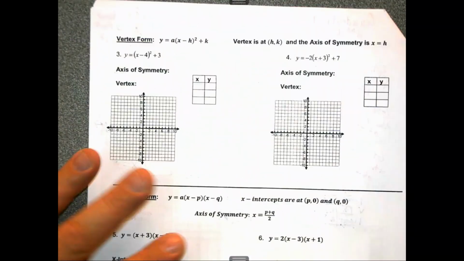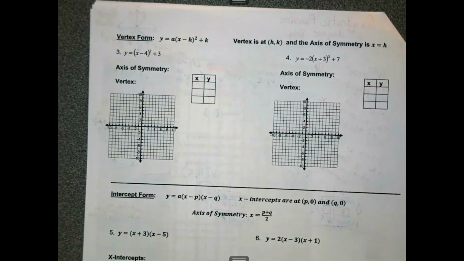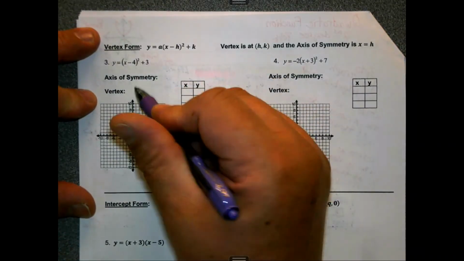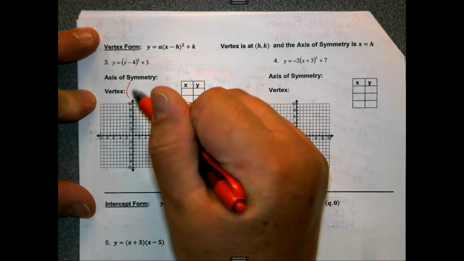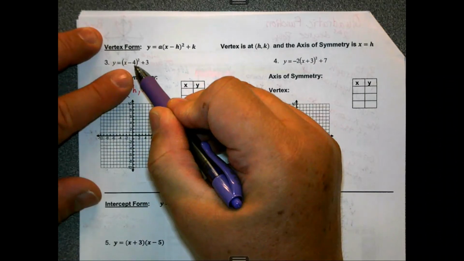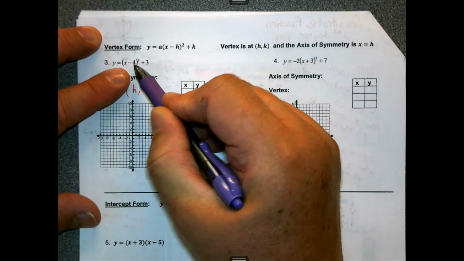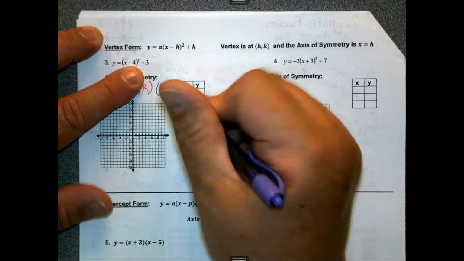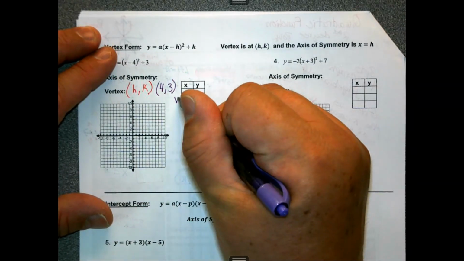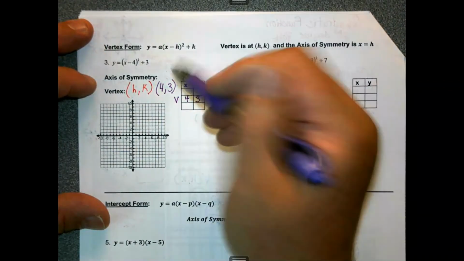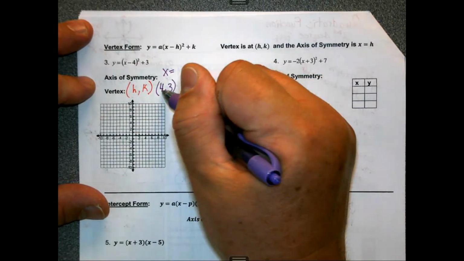Okay, let's do vertex form. Now, vertex form should be pretty easy because you guys are used to this. Just took a test on it yesterday, right? All right, vertex. That should be easy. H, K. Okay, so my vertex here is, remember, opposite the sign for my H is positive 4. Same sign for the K is 3. So my vertex here, 4 comma 3, which means my axis of symmetry is x equal the x coordinate 4.